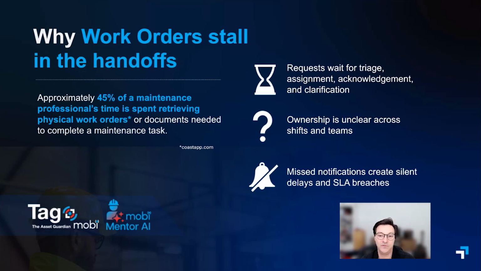Some of the typical things we see is requests wait for triage, you wait for approval, but sometimes a lot of the requests are very mundane and they could be approved right away, or they could be canceled right away as well. Sometimes ownership is unclear across shifts or teams. Is this a millwright? Do we need the electricians to go first? And last but not least, missed notifications create avoidable delays, right?